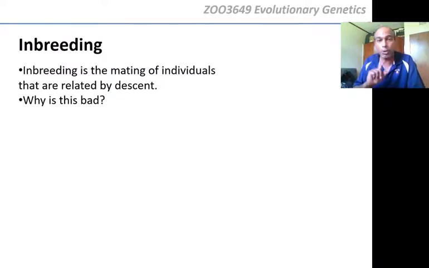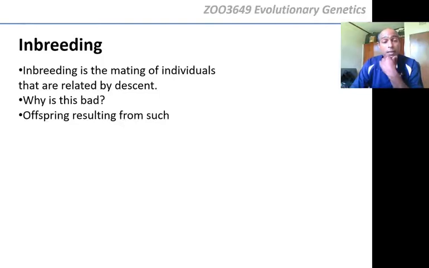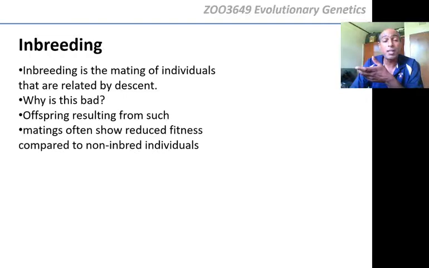And evolutionarily, when we did it, we found problems. That's why we have all kinds of cultures and traditions that ban it, because it's not good for us. And if it's not good for us, it's also not good for animals. So what is inbreeding? The offspring that result from such matings have a low fitness when you have two very closely related individuals. And why is that?